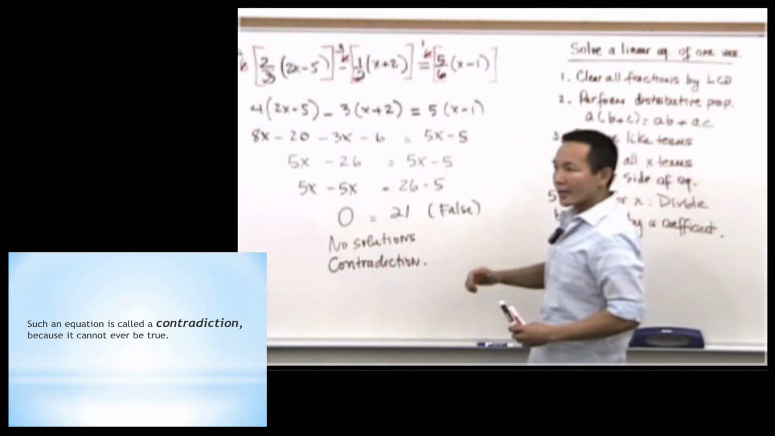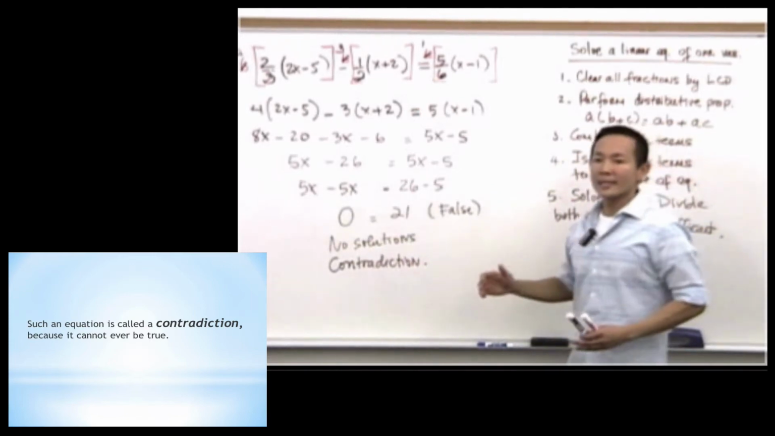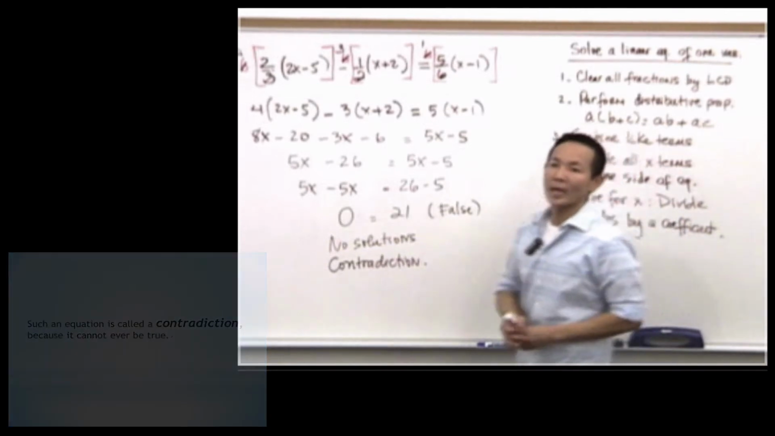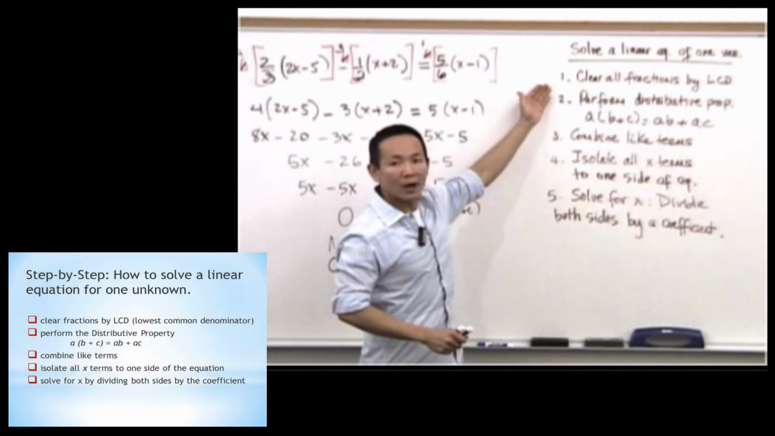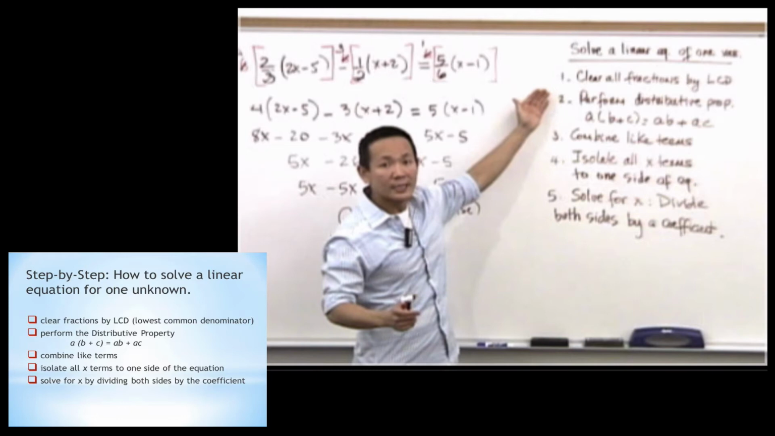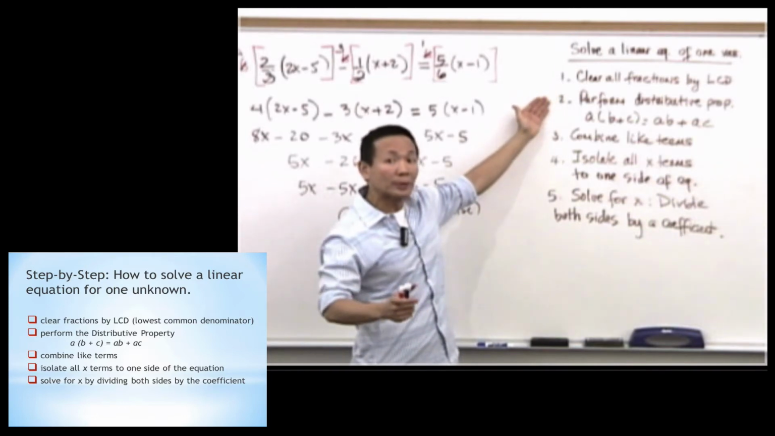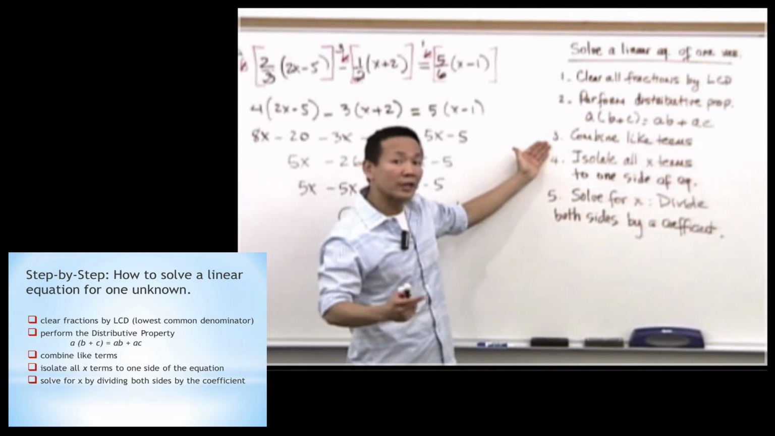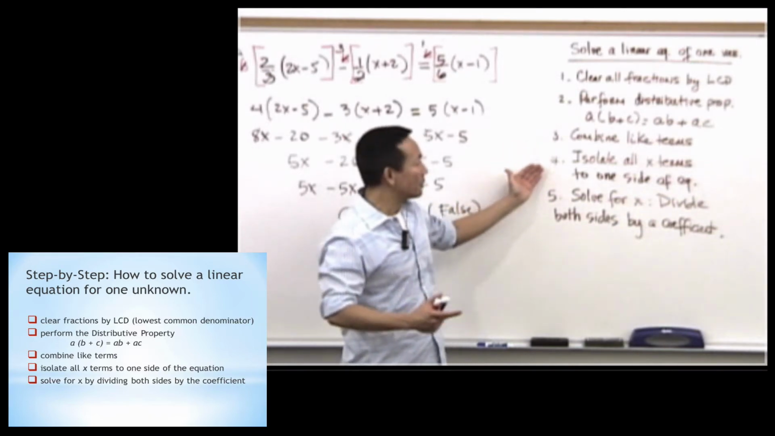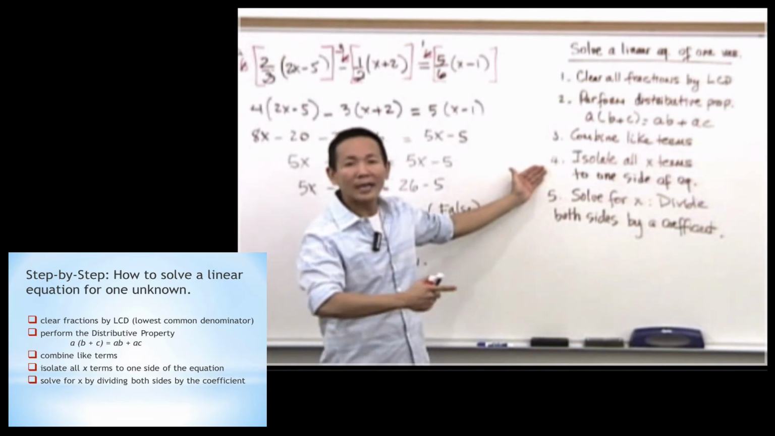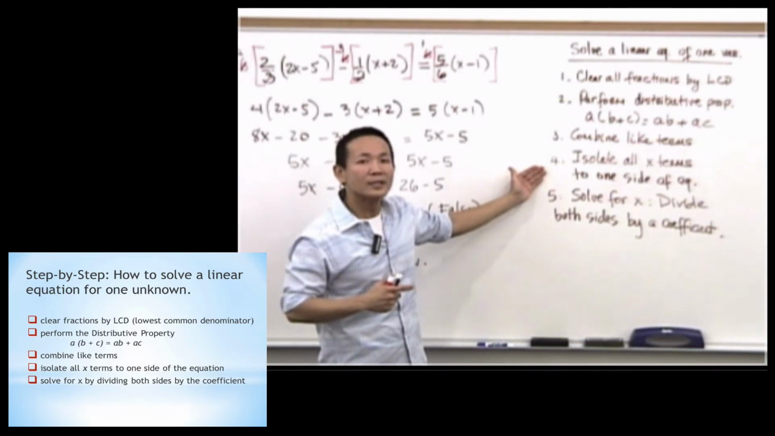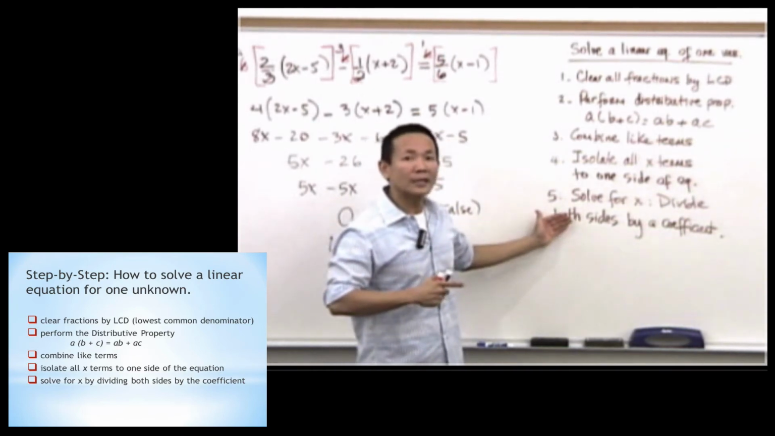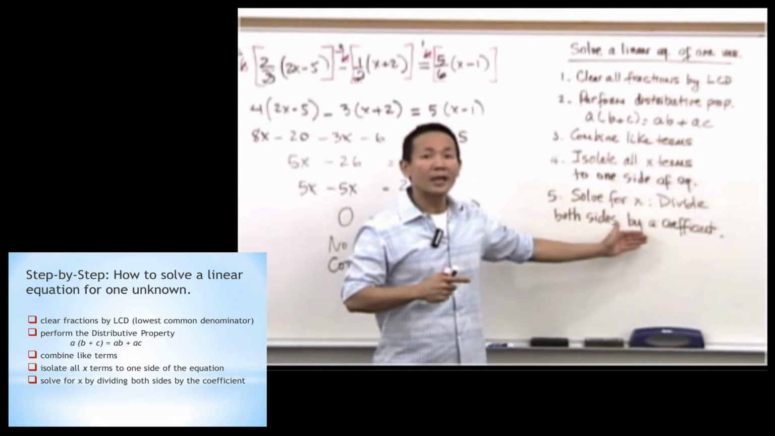Okay, and one more time, let me summarize how to solve a linear equation of one variable. Very mechanical, step by step. Step number 1, clear all the fractions by the LCD. Step number 2, we do the distributive property. Step number 3, combine like terms on each side of the equation. Step number 4, isolate all the x terms to one side of the equation. Step number 5, divide. Solving for x, divide both sides of the equation by the coefficient.